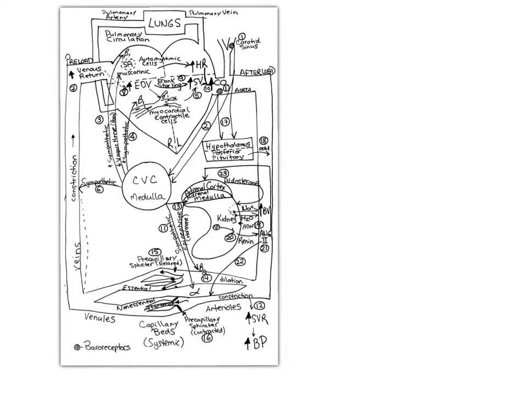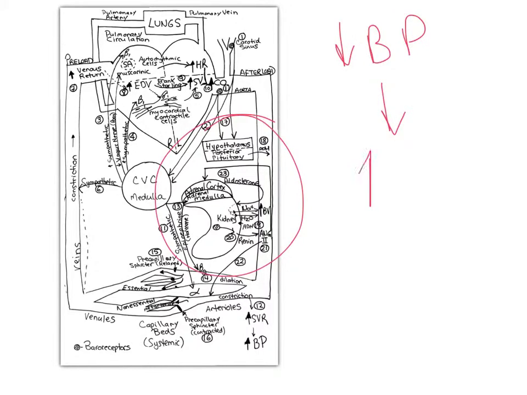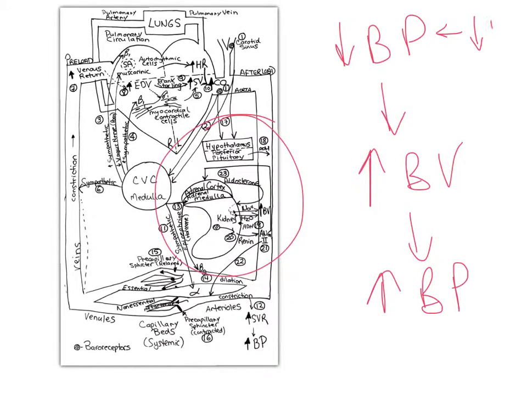I now want to take a look at this part of the concept map. Before we begin, let's just take a look at the basic concept here, is that if the stimulus is a decrease in blood pressure, we can increase blood pressure by increasing blood volume. So an increase in blood volume increases blood pressure.